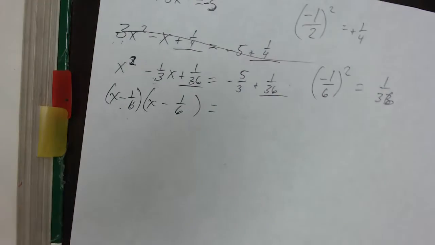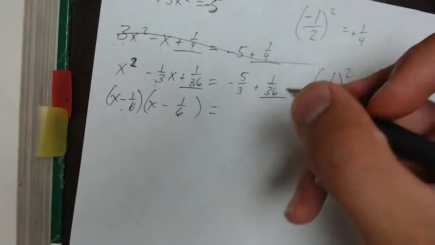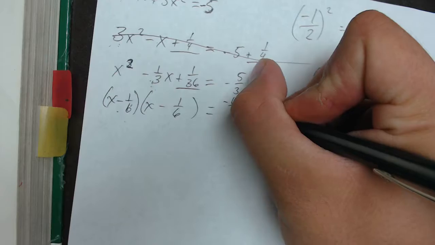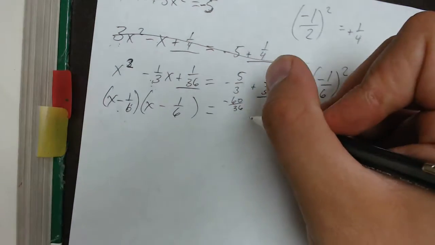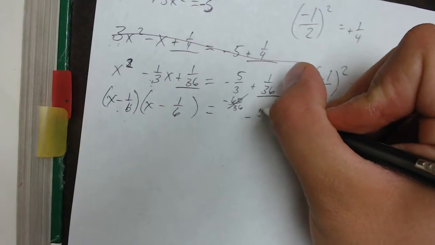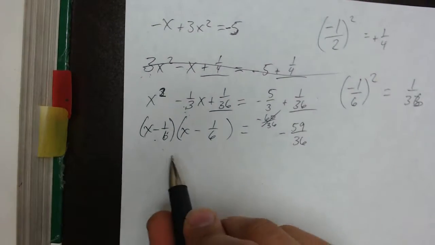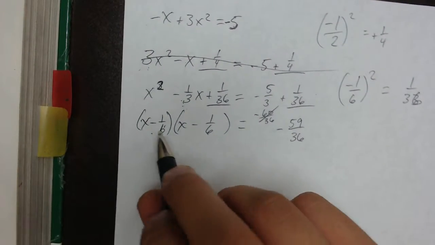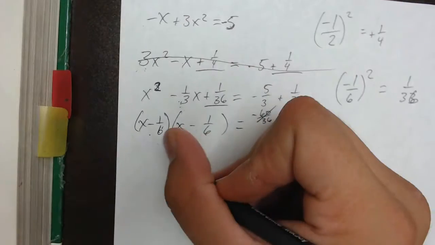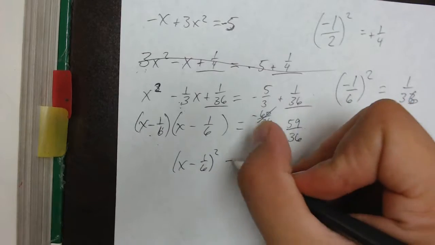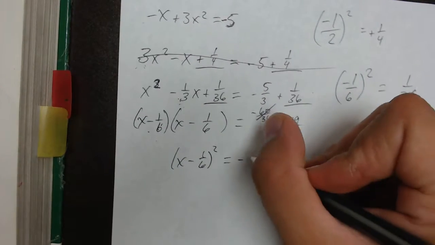And then we have to combine negative 5/3 and 1 over 36. 3 times 12 would give me 36. 5 times 12 gives me 60. So that's going to become negative 60 over 36. Negative 60 plus 1 gives me negative 59 over 36 on the right side of the equation. So now I'm going to rewrite these two parentheses as one parenthesis squared. So it would just be x minus 1/6 squared equals that.